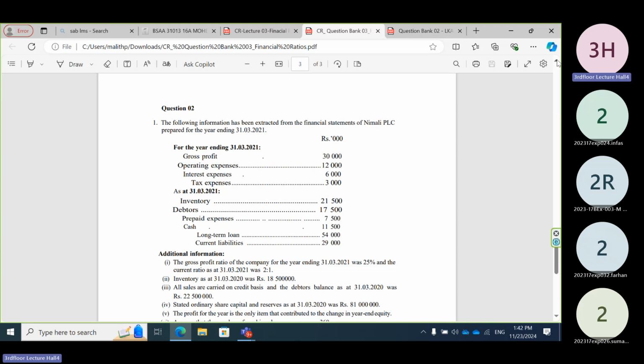Then the quick ratio: you have to remove inventory, right? Remove inventory means you don't need to calculate the full current assets. Whatever liquid assets are available, you can add. Here we have debtors and cash. Debtors and cash divided by current liabilities. The other way around, you can calculate current assets, remove inventory, remove prepaid expenses, divided by current liabilities.